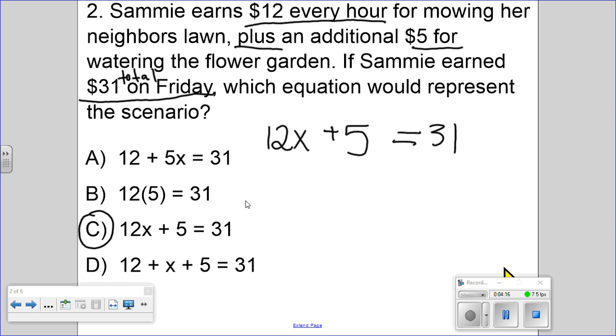A common mistake is to choose choice A because it's got all of the numbers that you're looking for. However, pay attention to this part right here. Does Sammy earn $5 for every hour she's working? No. So they put the number in the wrong spot there, which makes A a bad choice. All right, let's go ahead and take a look at question number 3.